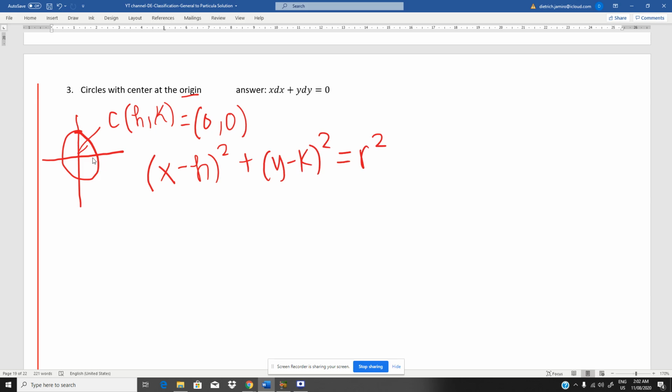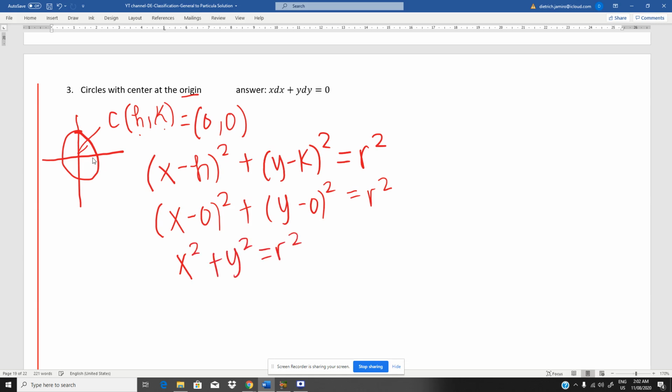We know that our value of h and k is equivalent to 0, so we will substitute 0. So we will have x minus 0 squared plus y minus 0 squared is equal to r squared. Then simplifying further, we will have x squared plus y squared is equal to r squared. As you can see, we only have one arbitrary constant, so we will only take the first derivative.